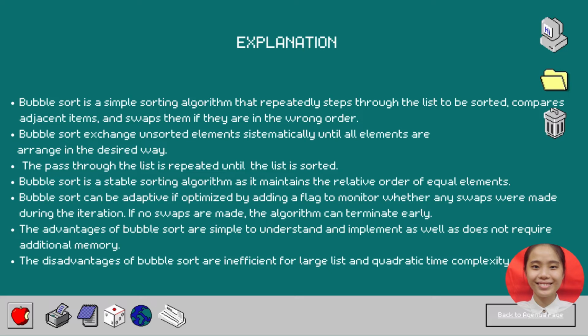Bubble sort can be adaptive if optimized by adding a flag to monitor whether any swaps were made during the iteration. If no swaps are made, the algorithm can be terminated early. The advantages of bubble sort are that it is simple to understand and implement and does not require additional memory. The disadvantages are that it is inefficient for large lists and has quadratic time complexity.